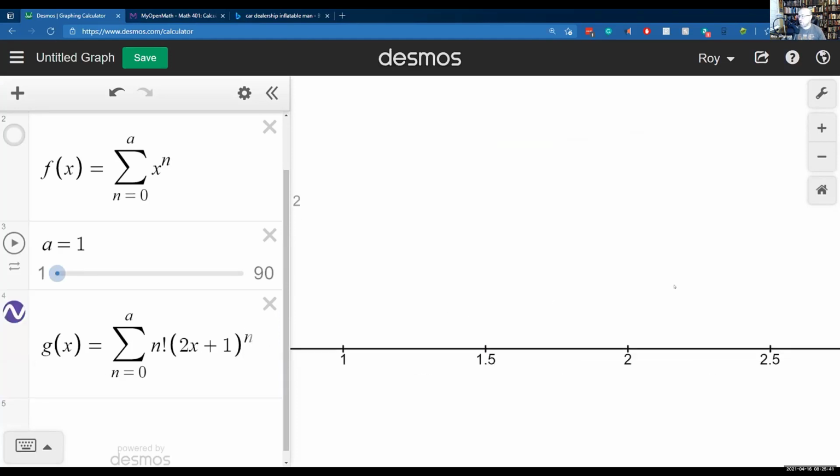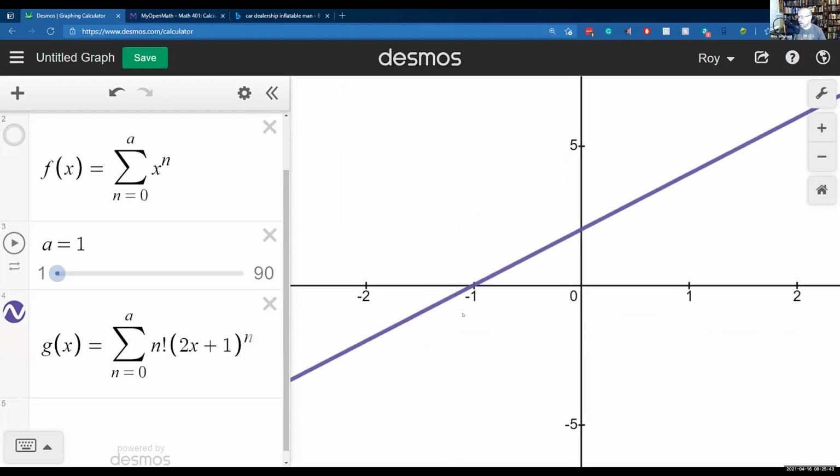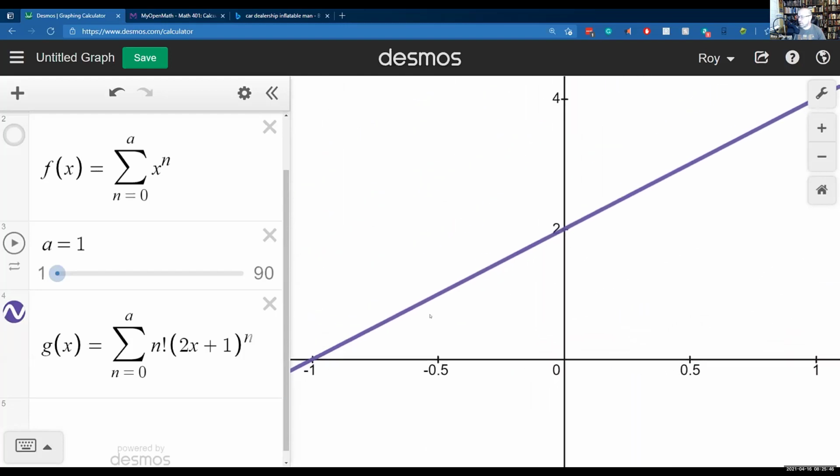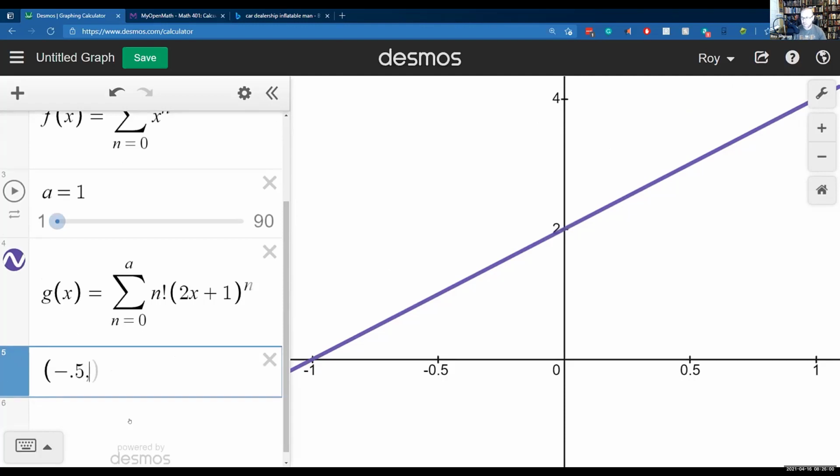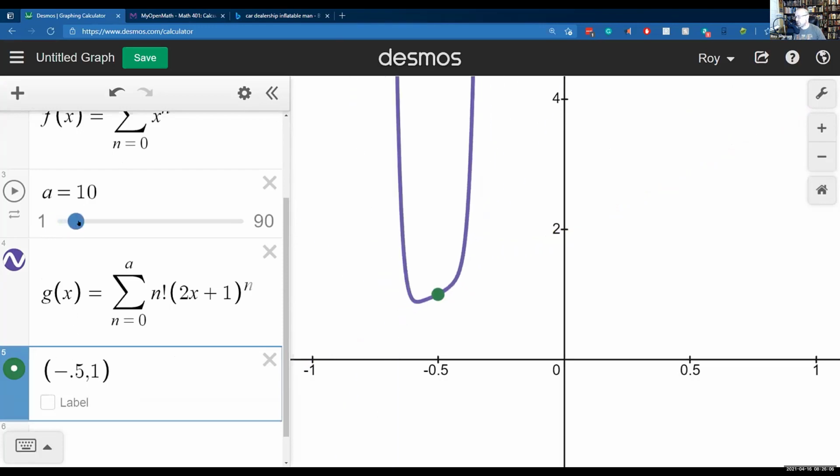Now, I'm going to go ahead and scroll over because x equals negative 1/2 was the center of the series, right? About there. Negative 1/2, comma 1. Actually, let me plot that as a point. Negative 0.5, comma 1. Okay, there's our center of our series. Now watch as I add terms.